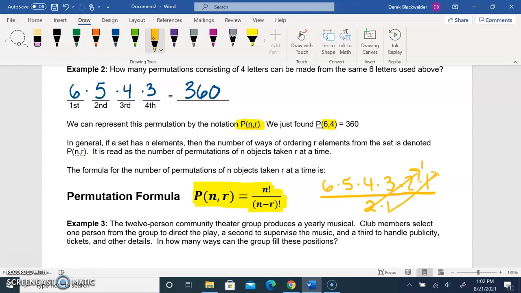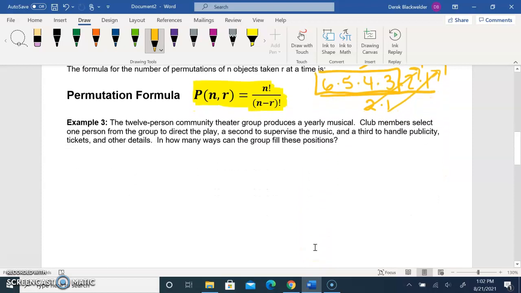And then 1 divided by 1 also becomes 1, and 1 times 1 is just going to be itself. And so what we're left with is 6 times 5 times 4 times 3, which is exactly what we did up here. So that formula is just the formalization of doing what we did, the 6 times 5 times 4 times 3.